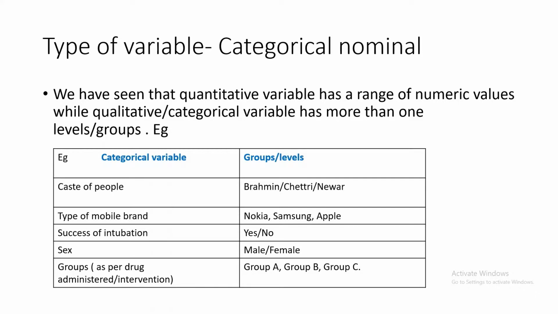So categorical variable like caste of people, type of brand, these have labels or groups. Brahmin, Kshetri, Newar, that is a label of caste of people. And usually in our health study, various groups are compared, and groups is a categorical variable, and label are group A, group B, group C, the label may be more. And this is an example of categorical nominal data.